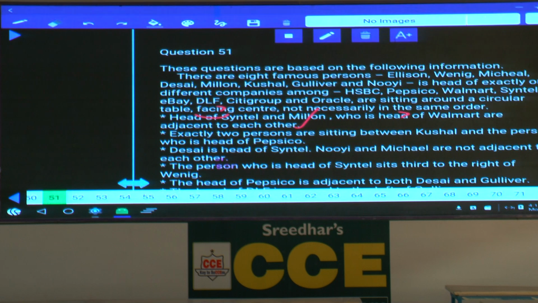Now in this question, numbers 51 to 55, how many persons are there? There are 8 famous persons, E, W, M, D, M and so on, and they are each head of exactly 1 different company. 8 persons and heads of 8 different companies were given, and all the persons are facing towards the center, clearly given.